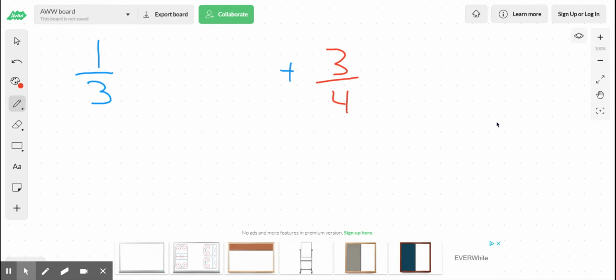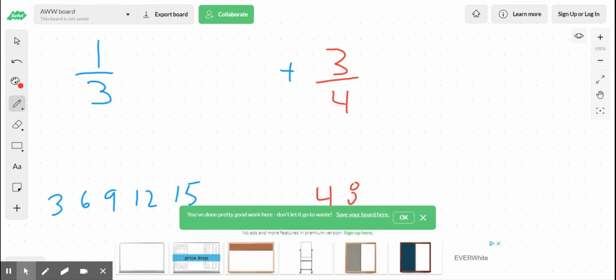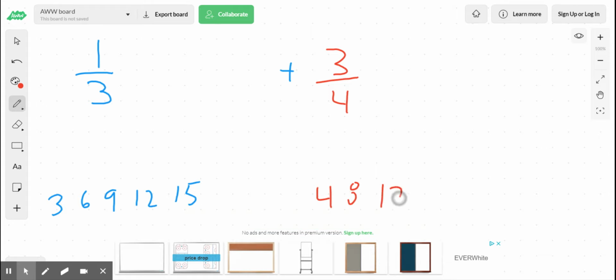First step is that we start listing multiples for each of our denominators. So for 1/3, we're going to look at 3, 6, 9, 12, 15. And then we're going to go to the fourths and see if we can find a common denominator. I usually stop after about 4 or 5 and then list the other multiples and see where we can find a connection. So 4, 8, 12, 16.